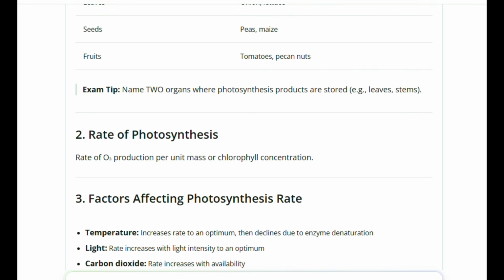Light, the rate increases with light intensity to an optimum. So the light is also directly proportional to the rate of photosynthesis until optimum light intensity is reached, right? Remember that also temperature is directly proportional to the rate of photosynthesis and respiration, right?